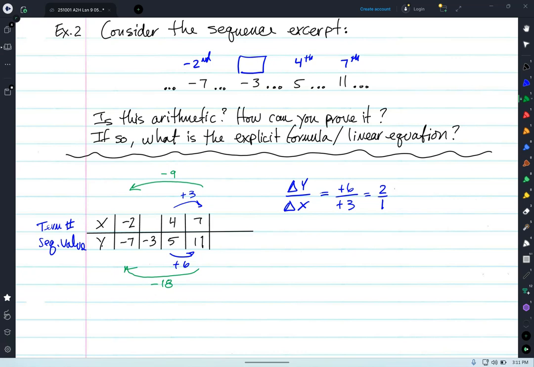So then my change in y over change in x is negative 18 over negative 9. What does that simplify to? Oh, that simplifies to 2 over 1. Wait, so now I don't have to have consecutive terms to find the common difference. I just need to compare the change in the sequence value to the change in the term number. That seems kind of powerful. That's almost like going from an Allen wrench to a power drill.